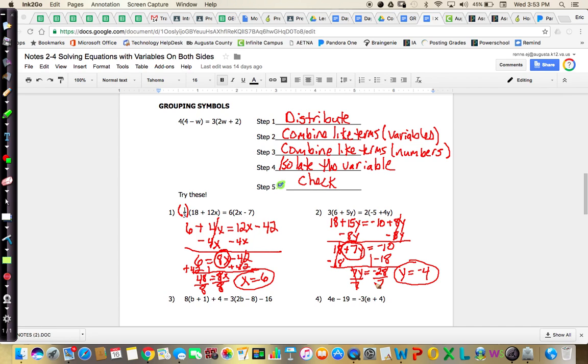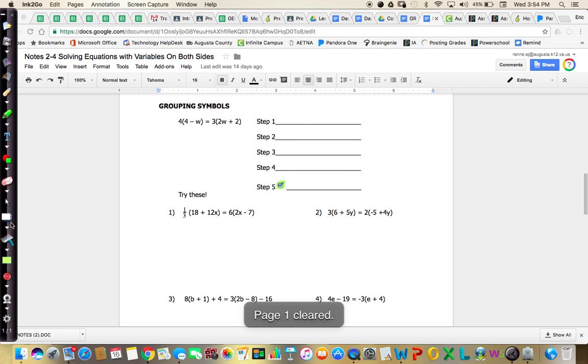And of course, when you're doing these on your own, you are going to want to be sure that you check your answers, because it's very easy to make a mistake when doing these. Okay, let's look at number 3. So let me just clear the screen here and scroll down to number 3.